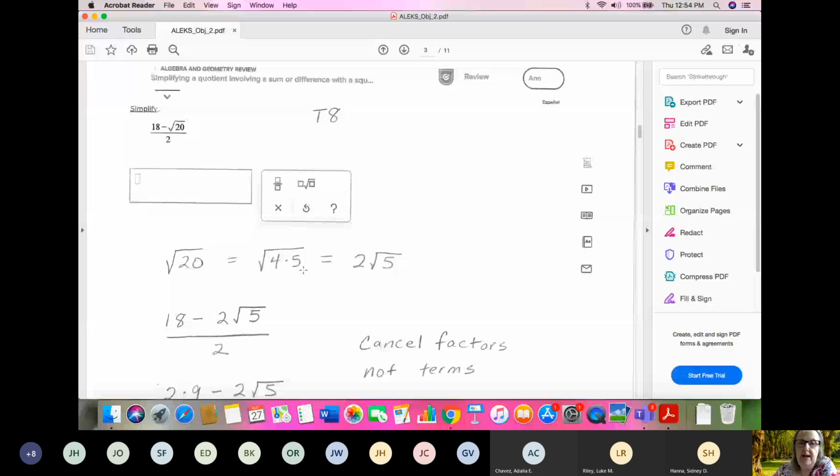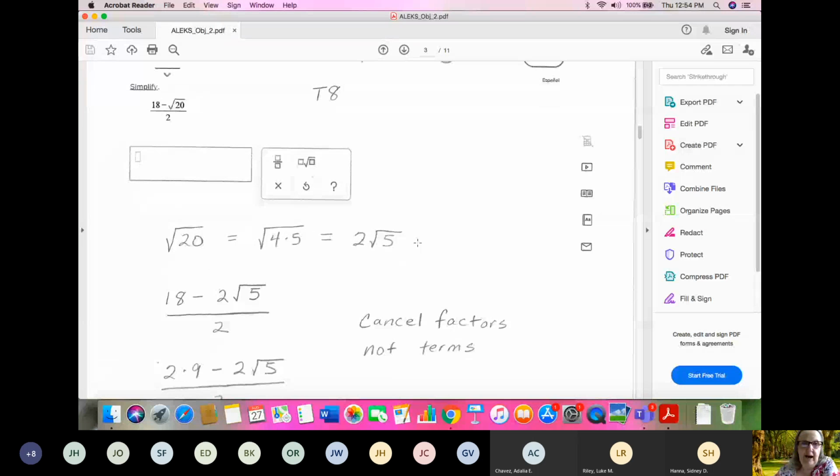So 20 is 4 times 5. We know the square root of 4. What's the square root of 4? Anybody remember what it is? It is 2. So we can bring out the square root of 4 as 2. Yes. And can we do anything with this 5? Does it have a nice square root? Can we take the square root of 5? And the answer is no. So we take the square root of 4 out as a 2, and we leave the 5 inside. So that's how it simplifies.